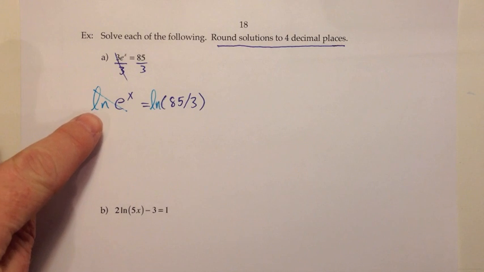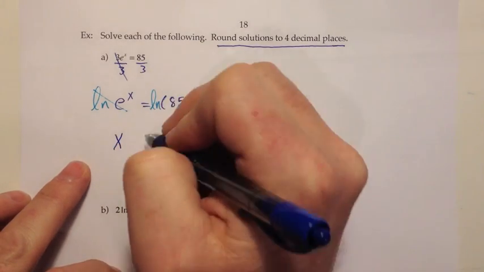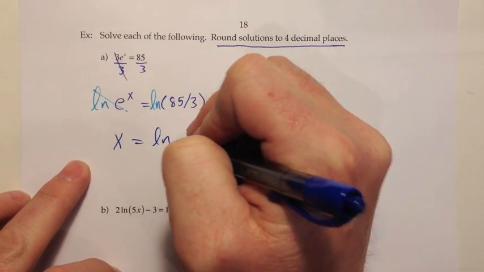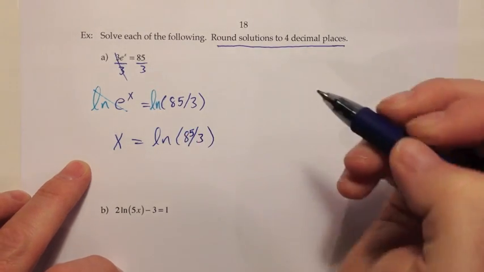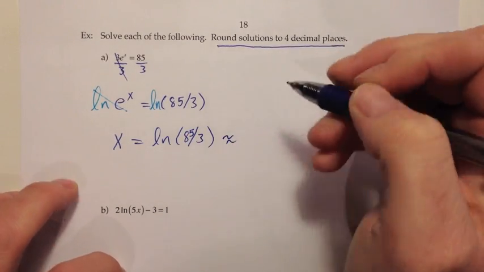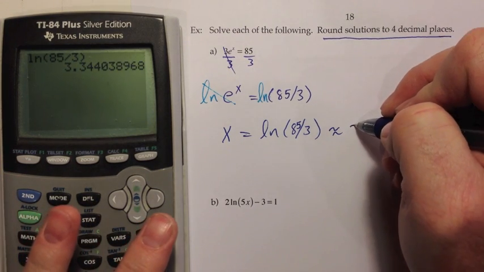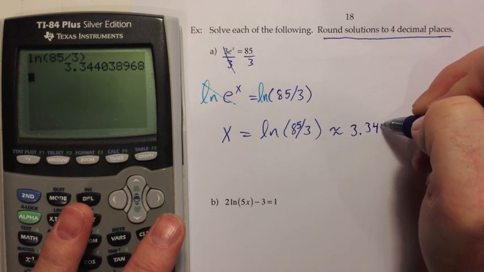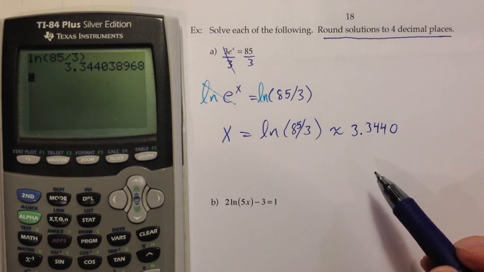Again, if the base of the log matches the base of the exponential, the inverse nature of those two functions means they'll cancel out, just leaving the exponent. And so x would be equal to whatever the ln of 85 thirds is. And so then I'd just go to the calculator on that. So I'm going to pull that in. I want the natural log of 85 over 3, and I get approximately 3.3440. So that would be to 4 decimal places as requested.